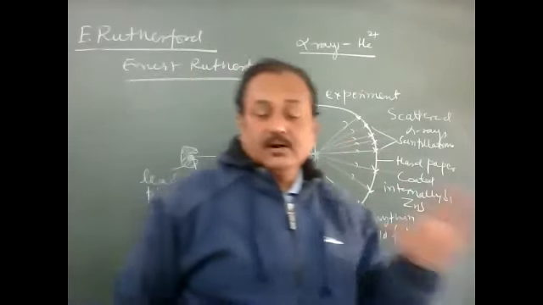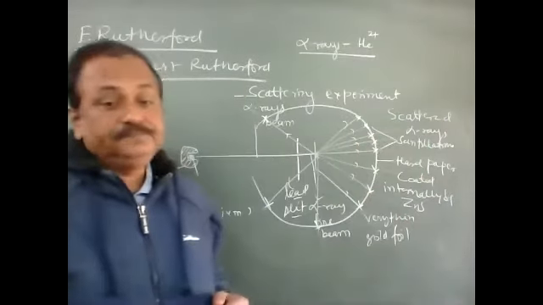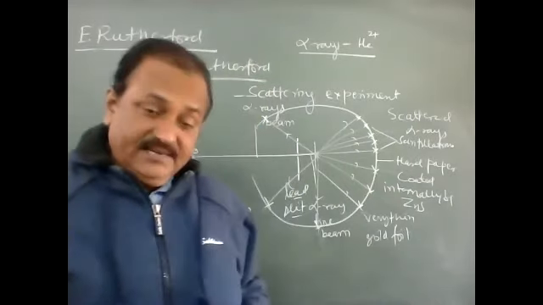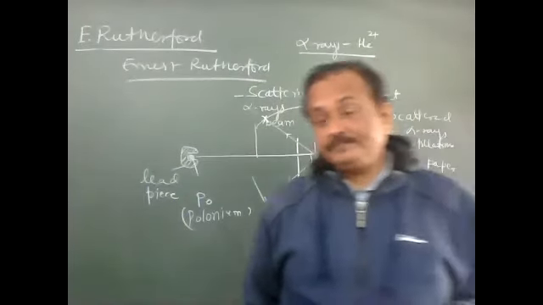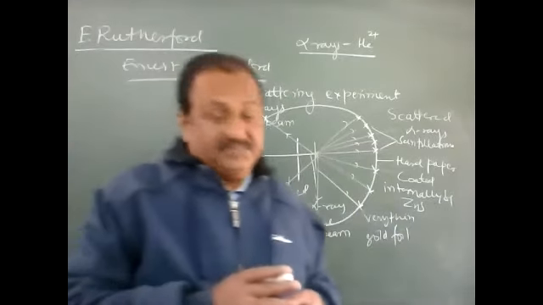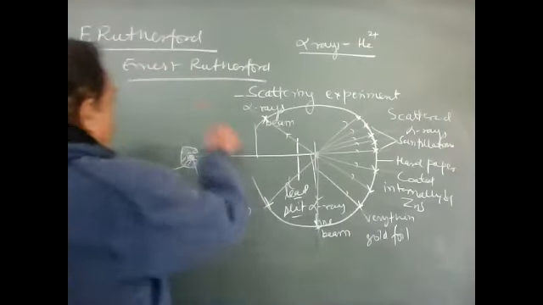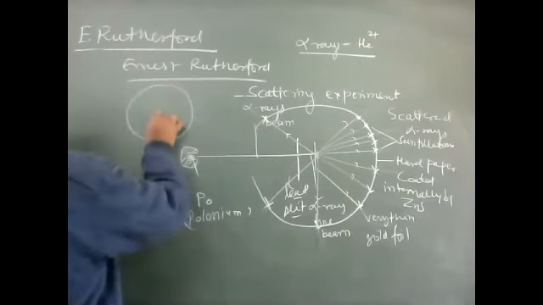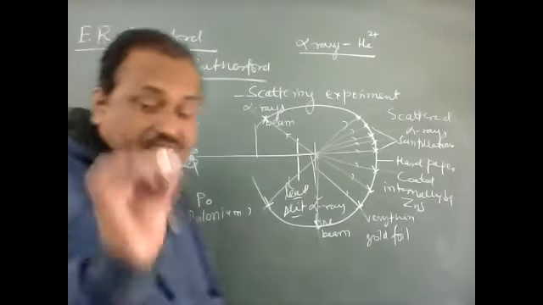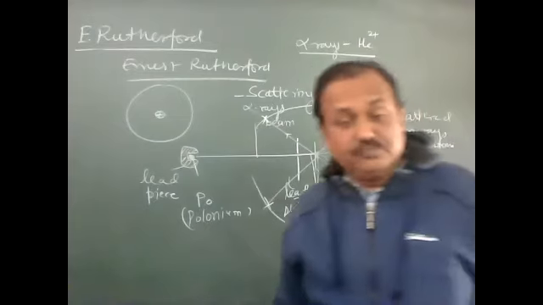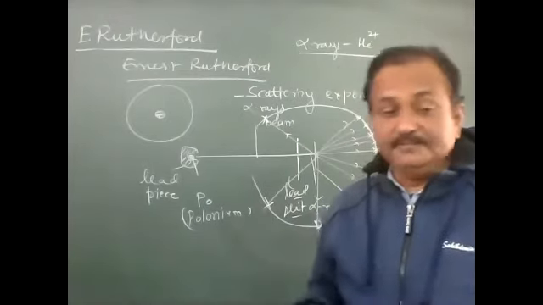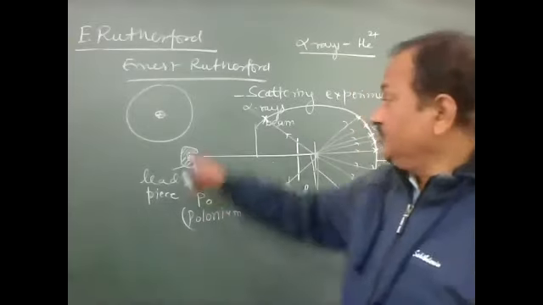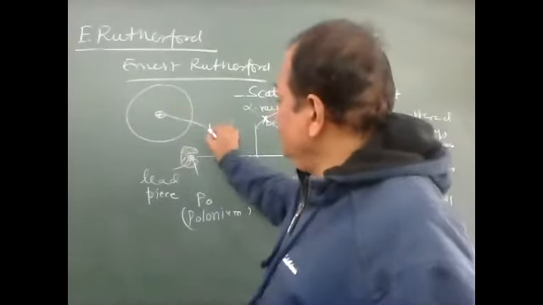The purpose of this experiment was to find out the real picture inside an atom. He explained that the atom is a hollow ball-like structure, and in the center there is a positively charged nucleus, a very small portion, just like a housefly sitting in a football ground. This was the comparison made at that time by Rutherford. This is the central portion. He called it a nucleus.